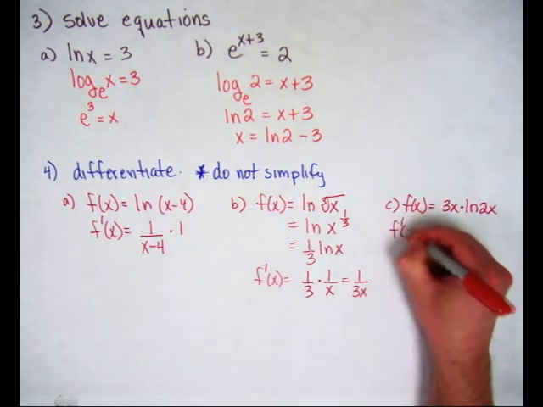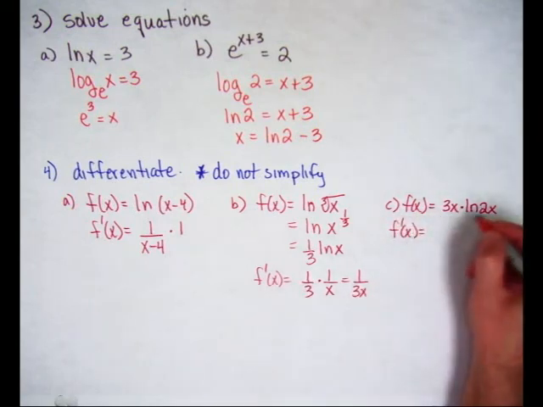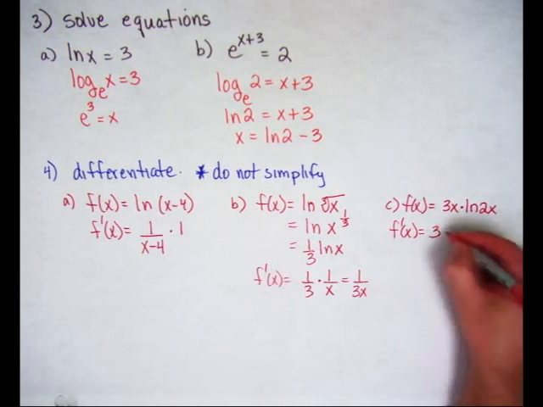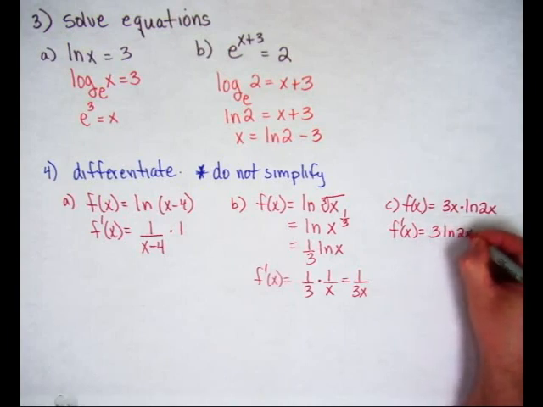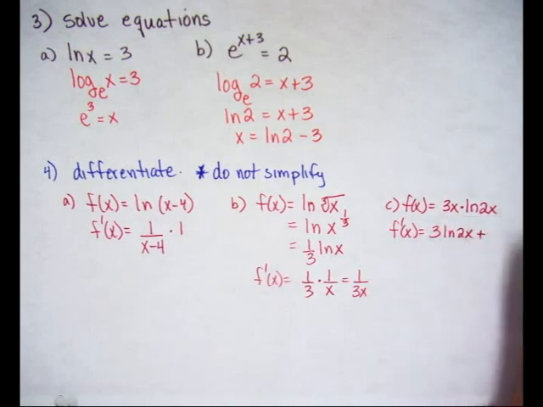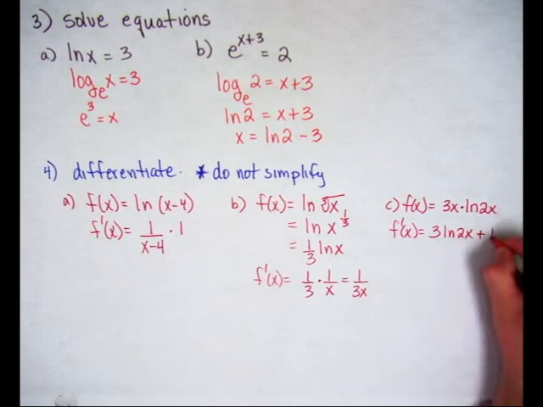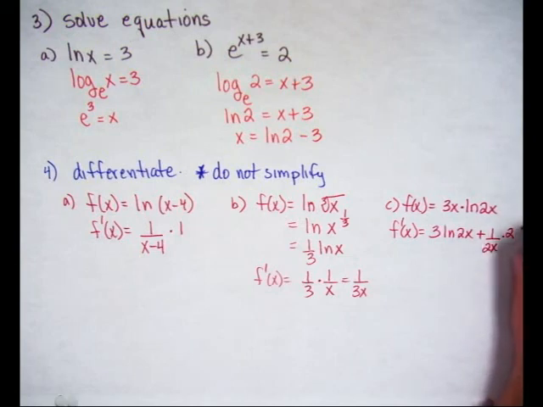So our derivative here, f prime, would be the derivative of 3x, which is 3, times the natural log of 2x, plus the derivative of the natural log of 2x, which would be 1 over the argument, times the derivative of the argument, which would be 2, times the first function, which would be 3x.